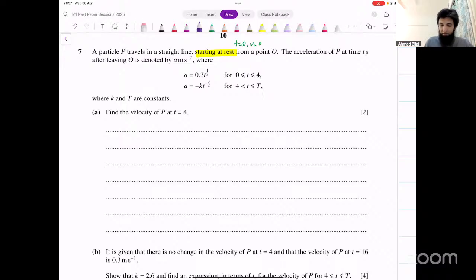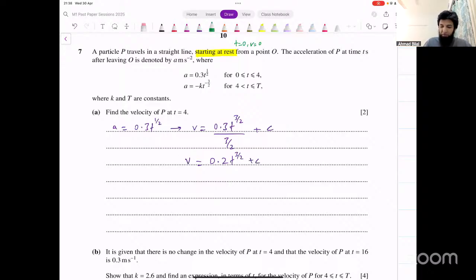We can find the velocity function from a equals 0.3 t raised to power 1 over 2. We have to integrate this. 0.3 t raised to power 3 over 2 divided by 3 over 2. Whenever we integrate, we have a plus c there. So that gives us 2 into 0.3, that's 0.6, 0.6 over 3. That should be 0.2, I think, right? 0.2 into t raised to power 3 over 2 plus c. That's the function for v.